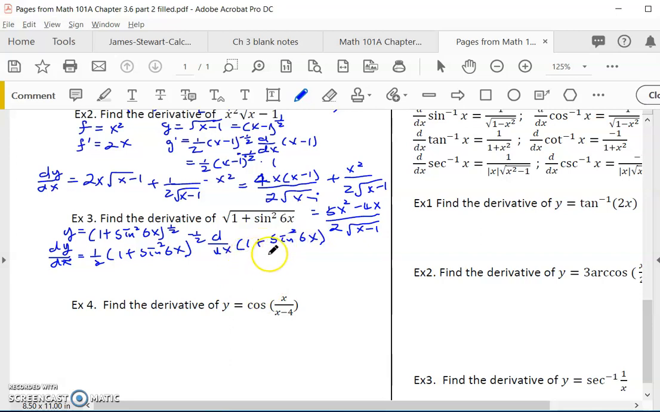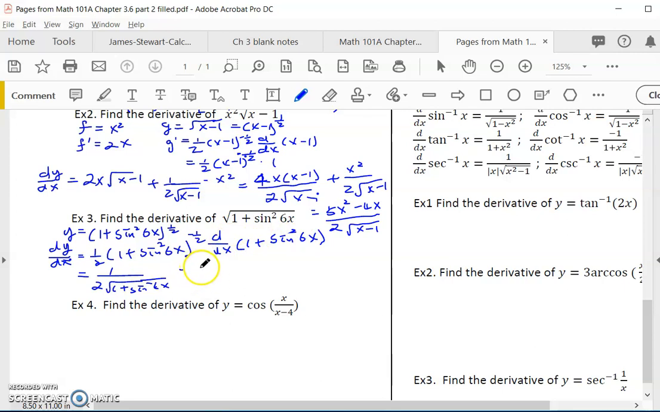But in this particular one, that involves two chain rules, sine 6x squared, right? So I would do 1 over 2 square root of 1 plus sine squared 6x, because it's a negative 1/2, times the derivative of this. The derivative of 1 is nothing, it's 0.